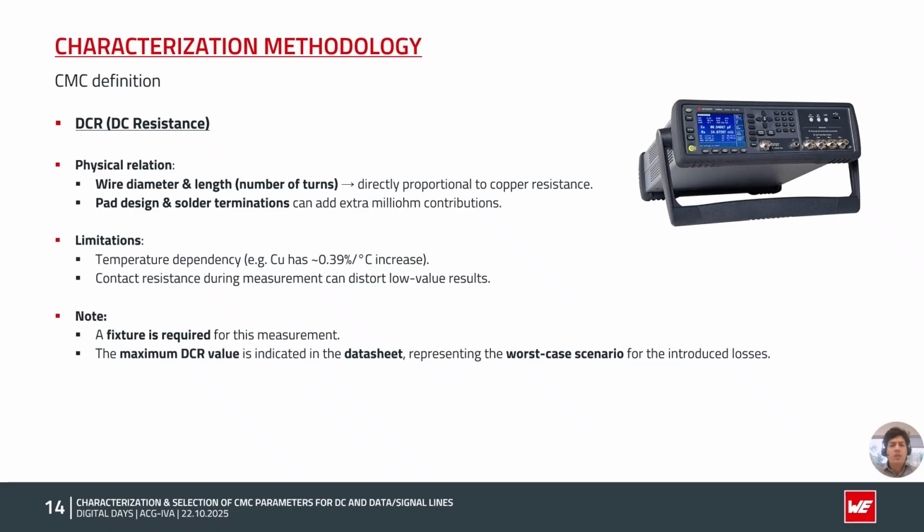Let's now look at the DCR or DC resistance. From a physical standpoint, the wire diameter and length, which relates to the number of turns, are directly proportional to the copper resistance. In addition, the pad design and solder terminations can introduce extra milliohm contributions. There are also some limitations to keep in mind. The DCR has a clear temperature dependency. For example, copper increases by about 0.39% per degree. Contact resistance during measurement can distort results, especially at low values. Finally, note that a fixture is required for this measurement, and the maximum DCR value is specified in the datasheet, representing the worst-case scenario for losses.